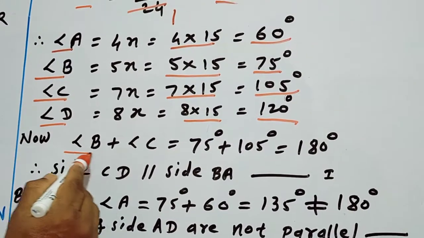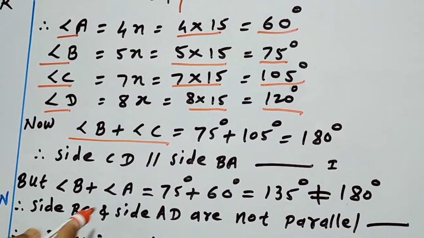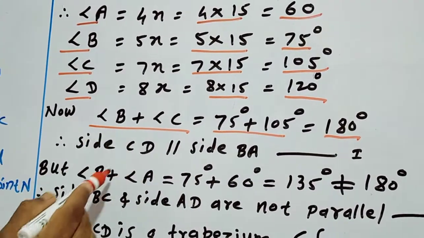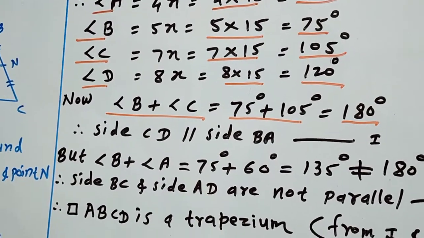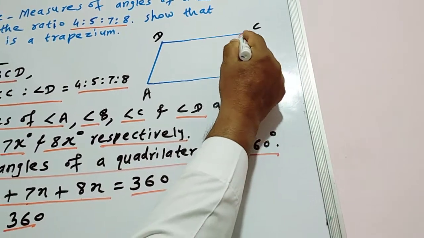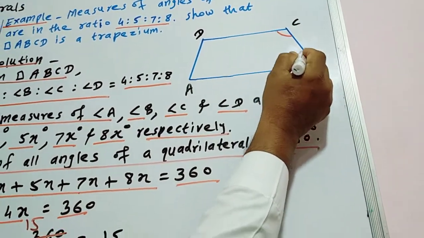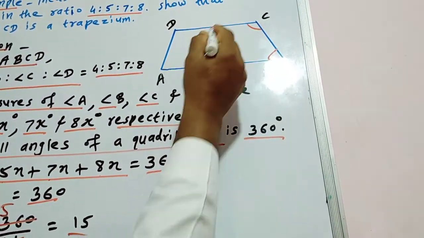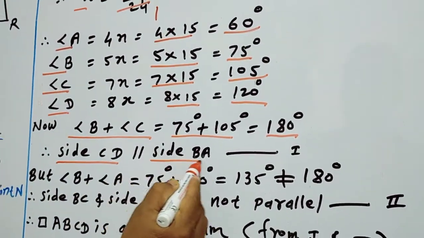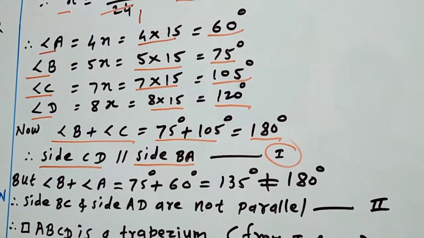Now take the addition of angle B and angle C: 75 plus 105 equals 180 degrees. So angle B and C are supplementary. See in the figure, angle B plus angle C is 180. They are interior angles. That's why AB is parallel to DC. So side DC is parallel to side BA, number 1.